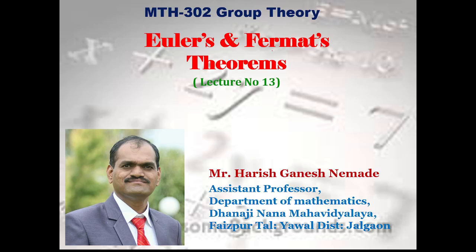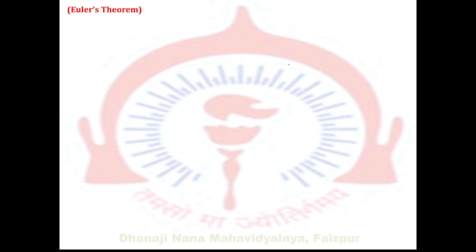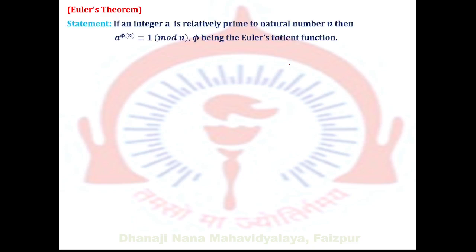So in this lecture, we see the topic Euler's and Fermat's theorem. First we see the statement of Euler's theorem. If an integer a is relatively prime to natural number n, then a raised to phi n is congruent to 1 modulo n, where phi is nothing but the Euler's totient function. So here a is relatively prime to n, that is GCD of a and n is equal to 1. Then we have to show a raised to phi n is congruent to 1 modulo n.